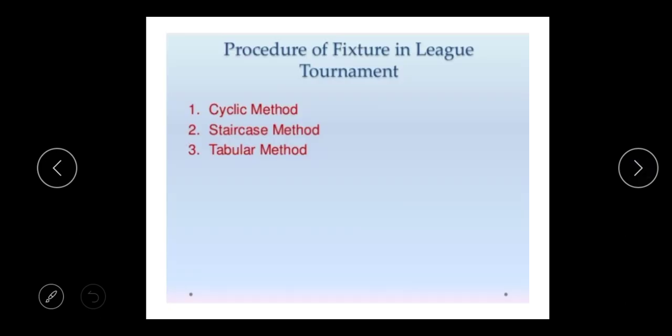Then the procedure of fixture in a league tournament. When we are making the league fixture, there are three methods. First is the cyclic method, second is the staircase method, and third is the tabular method. So today we will discuss how to prepare the cyclic method fixture.